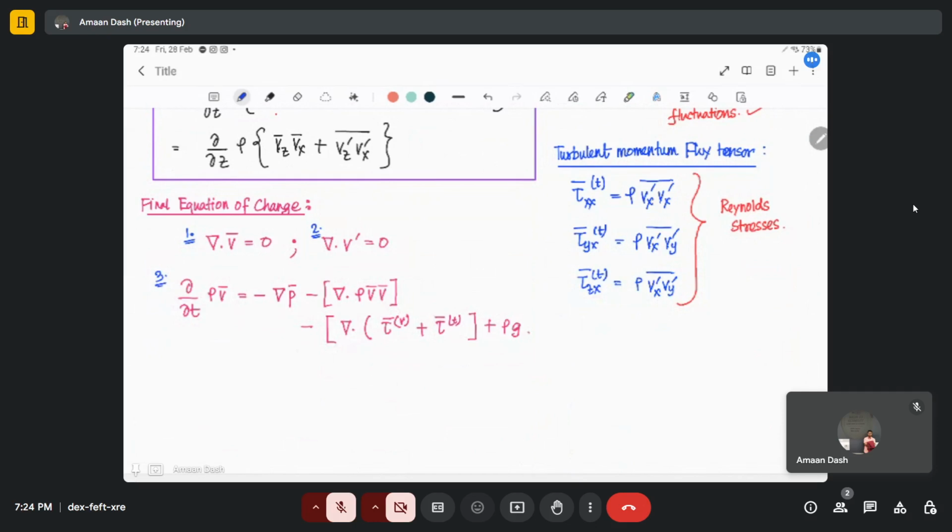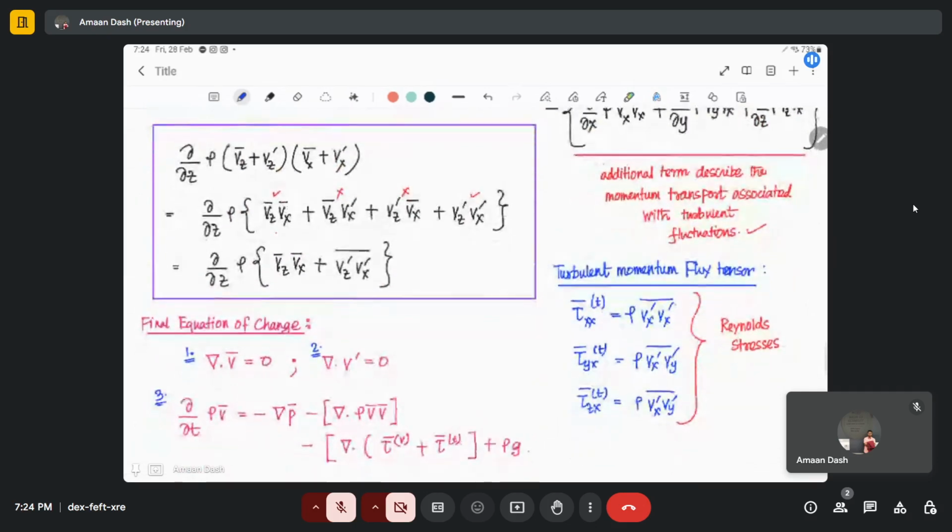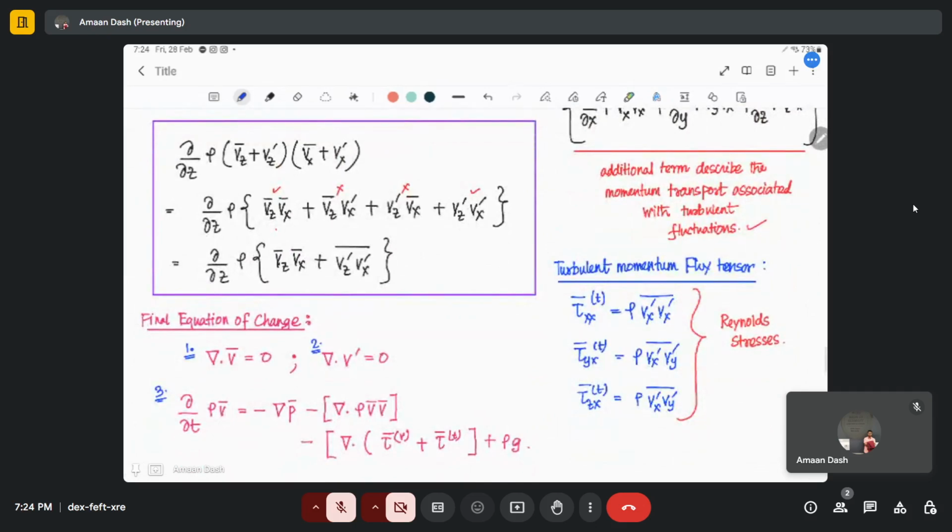So we have to resort to other forms like empirical solutions and everything. Okay. Because we cannot solve these stresses or these Reynolds stresses directly.